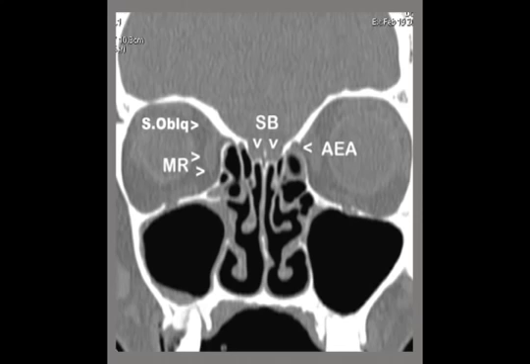Another important thing you see here is the SB. This is where you read the type of Keros classification. Do not read it in anterior or posterior cut. Here you have three types of Keros classification.